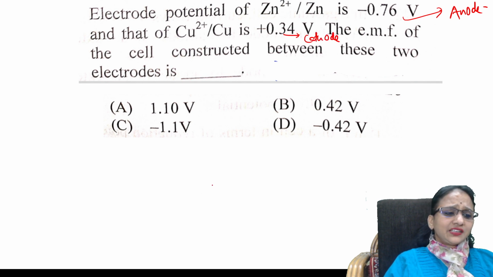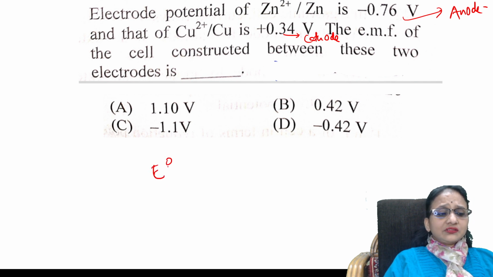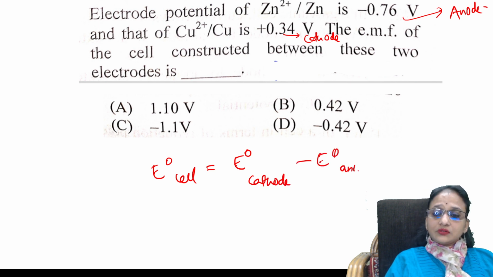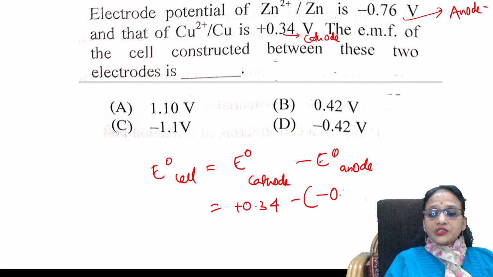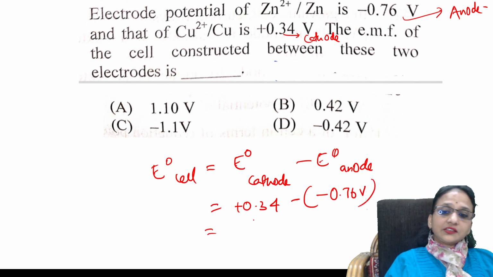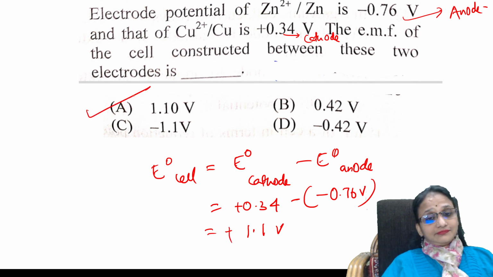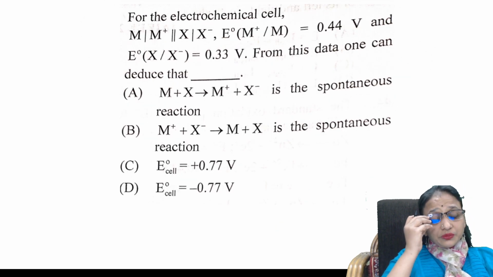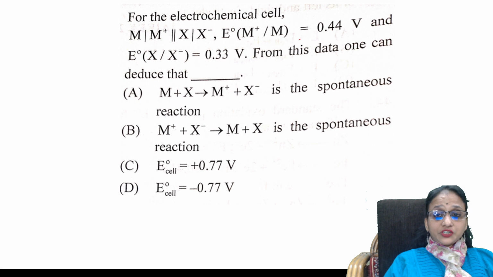So they're asking you to find the EMF of the cell. E naught cell is equal to E naught cathode minus E naught anode. Okay, how much is the cathode? Plus 0.34 minus of minus 0.76 volts. How much did you get? When I subtract, 1.1 volts. Which 1.1 volts? Careful, positive. So, easy.